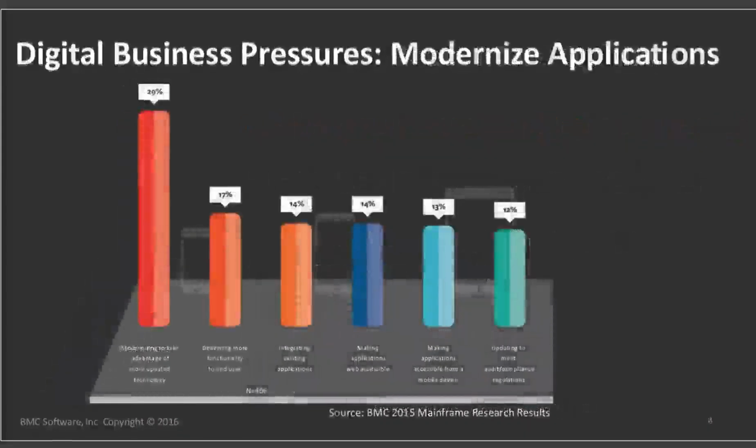So as we asked some more questions, we asked about how customers are dealing with application modernization and what's important. And what you'll note from this, the first concern is how to modernize the existing applications to take advantage of new technology. Then they start to deal with how do we deliver more functionality, how do we integrate applications, and how do we make applications both web accessible and mobile accessible.